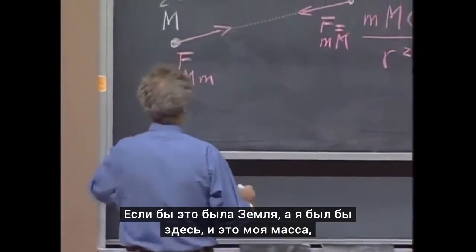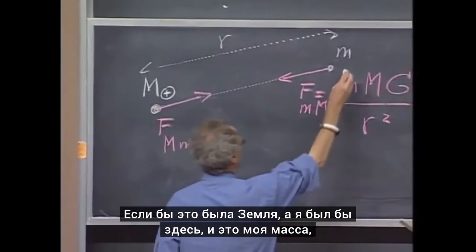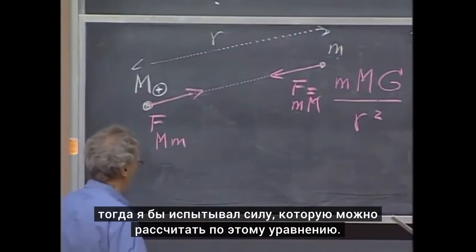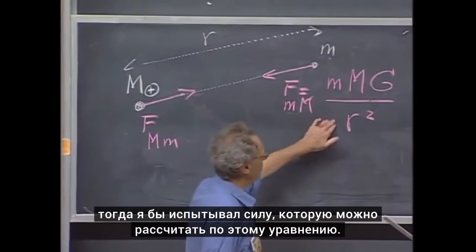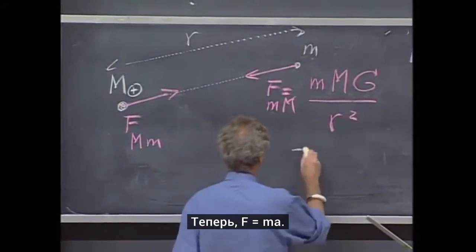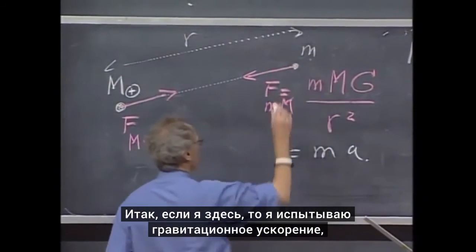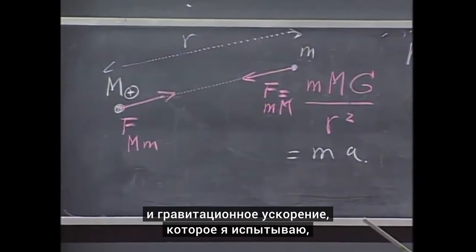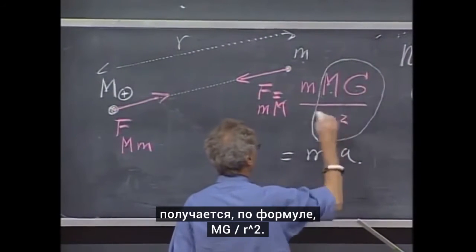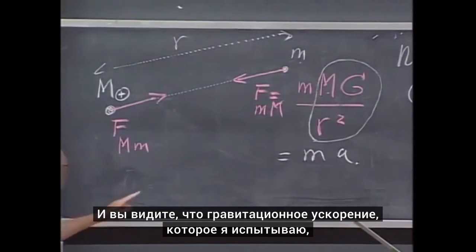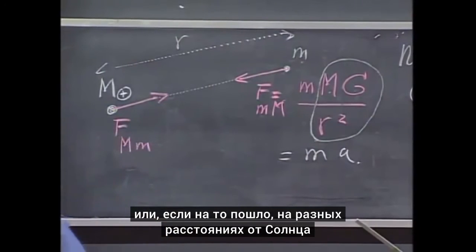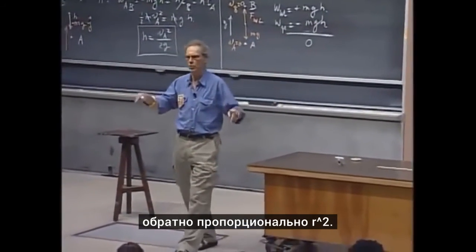If this were the Earth, and I am here, and this is my mass, then I experience a force which is given by this equation. This would be then the mass of the Earth. Now F equals ma. So if I'm here, I experience a gravitational acceleration. And the gravitational acceleration that I experience is therefore given by g M divided by r squared. And so you see that the gravitational acceleration that I experience at different distances from the Earth, or for that matter at different distances from the Sun, is inversely proportional with r squared.